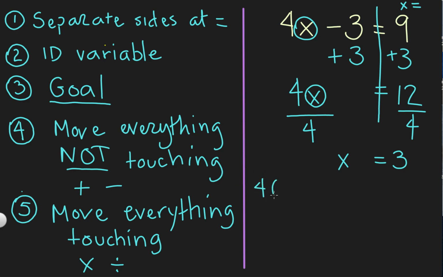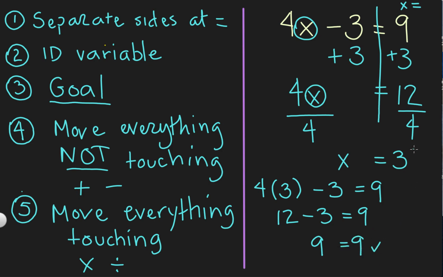Checking this one, we replace the variable with parentheses and copy the rest of the problem. We plug in that value that we found for x. This gives me 12 minus 3 equals 9. And 12 minus 3 is 9. So we get 9 is equal to 9, which means that checking, that's true. And my solution is x is equal to 3.